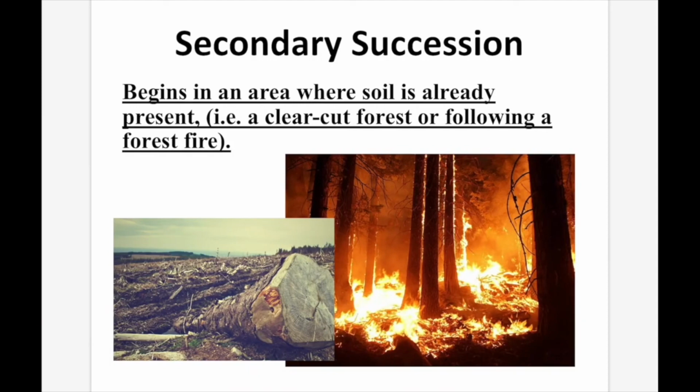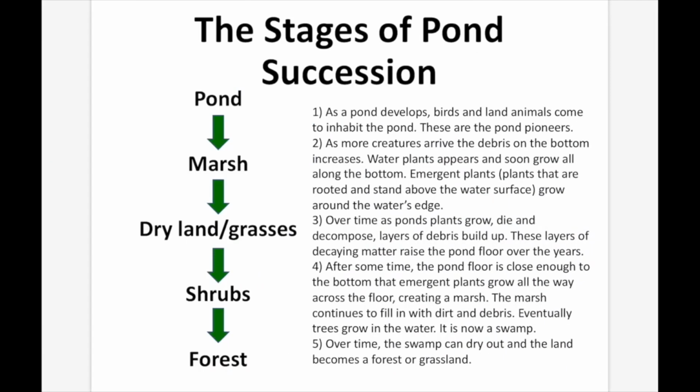Secondary succession begins in an area where soil is already present. So for example, a clear-cut forest or following a forest fire. So an example of secondary succession is pond succession. So let's go through pond succession.